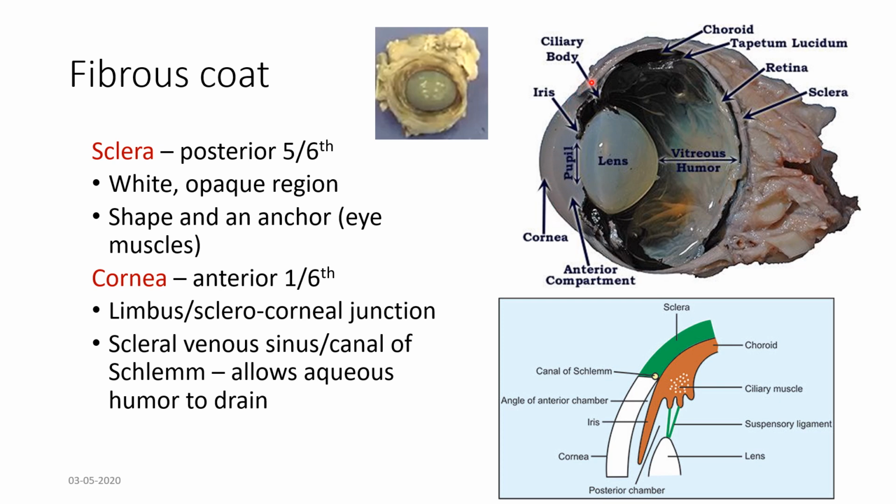The junction between the cornea and sclera is called the limbus. This is the limbus or sclerocorneal junction. Here you can see the sclera and the cornea and the junction between the two, the limbus, that contains a venous sinus called the scleral venous sinus or canal of Schlemm, that allows the drainage of the aqueous humor into the venous system.